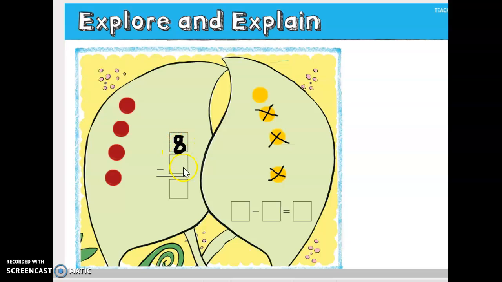How many did we take away? We took away 3. 3 little bugs flew away. And how many bugs are left? We have 4 red ones and 1 yellow one. So that's a total of 5 bugs that are left over. So write your 5 as your difference. All right, and the same thing over here. We can show that if we start with 8 and we take away 3, it's still the same answer, 5, no matter whether we write it vertical or horizontal.